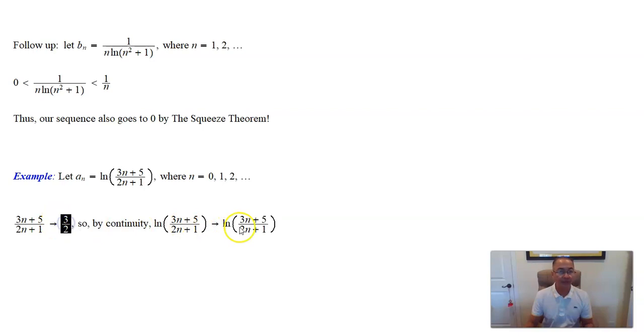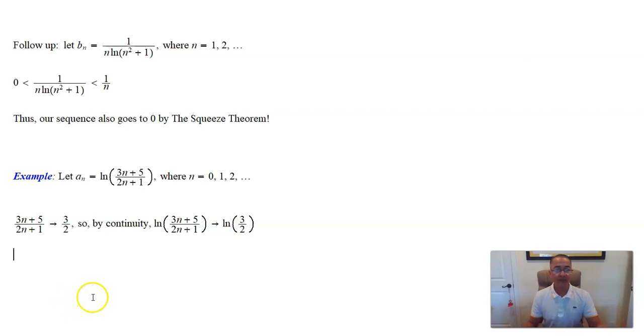Whoops, just this one, ln of 3 over 2. There you go, which is a small positive number, right? ln of 1.5. Okay, so those are our 3 examples for finding the limit of more sequences. Let's move on now to section 1b, where we talk about convergent and divergent sequences.